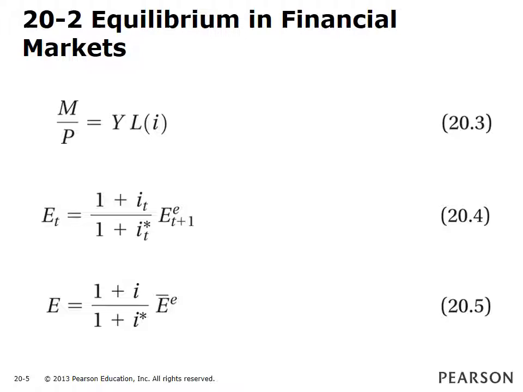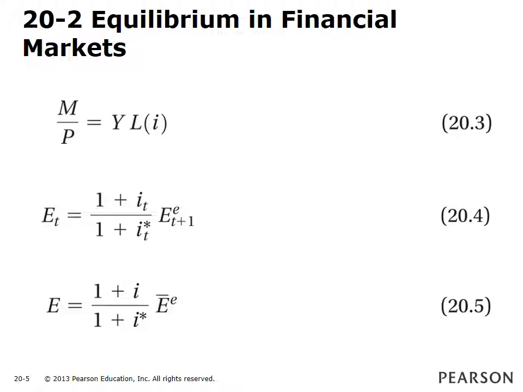Money versus bonds. Equation 20.3 gives us the LM relation. It is the equilibrium condition for the determination of nominal interest rates in the open economy. It is the same as the condition for a closed economy. The interest rate must be such that the supply of money and the demand for money are equal. In an open economy, the demand for money is still dependent on the level of transactions determined by real output Y and the opportunity cost of holding money given by the nominal interest rate on bonds.